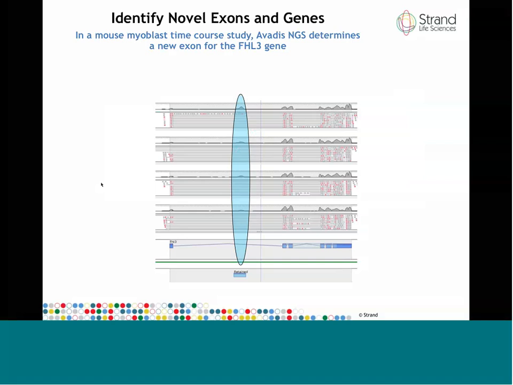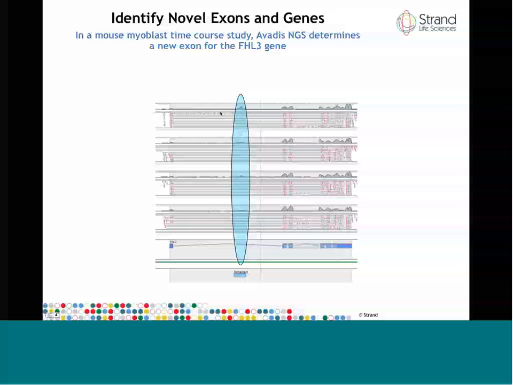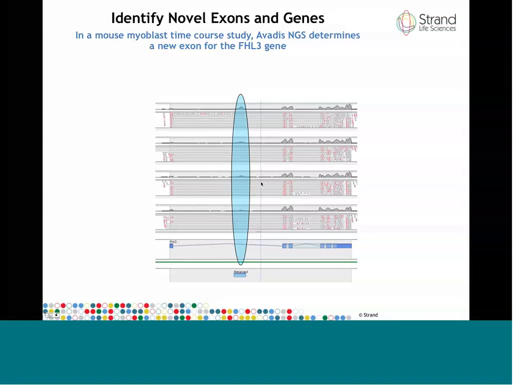In a nutshell, the algorithm is simply to look for clumps of reads in regions where there are no genomic, genic, or exonic annotations. So here, for instance, this comes from a mouse myoblast time course study. For those of you who are familiar with the Cufflinks procedure, this is the data set that was used in the Cufflinks paper.